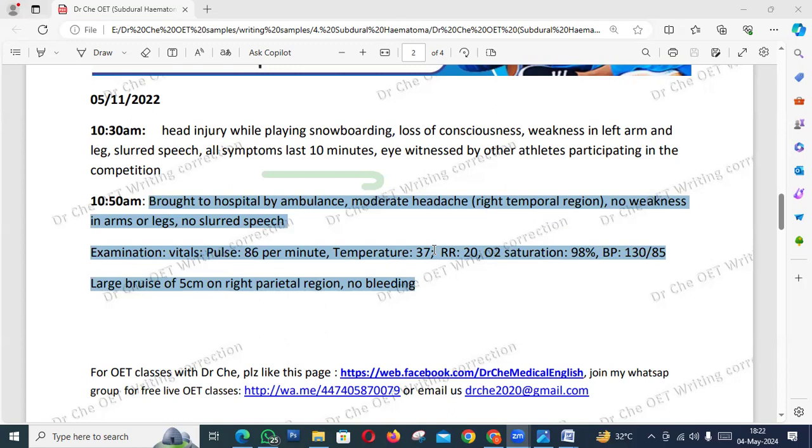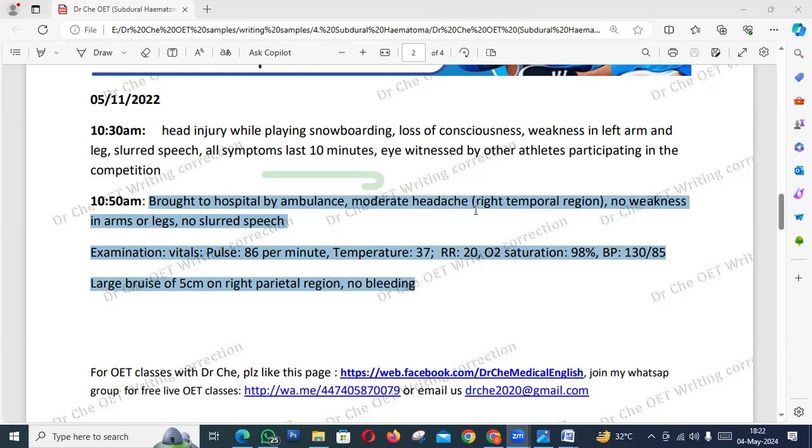She was brought by ambulance. Okay, you can try it, you can skip. Sir, in the discharge letter, I guess there is no need to mention brought by ambulance. Yeah, you can skip. Yes, you can skip. First, the individual symptoms.